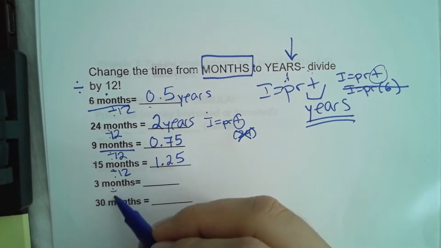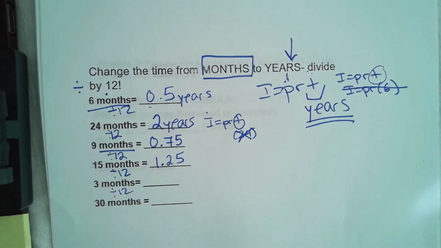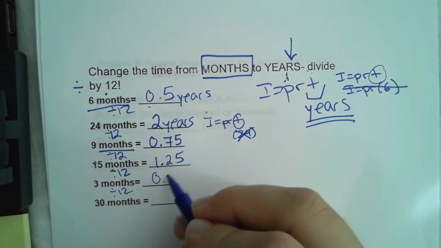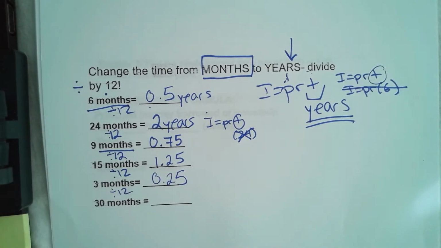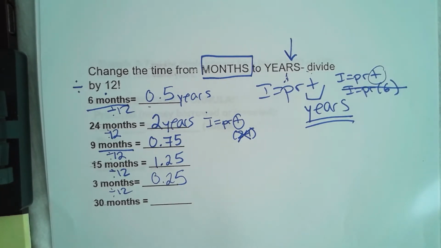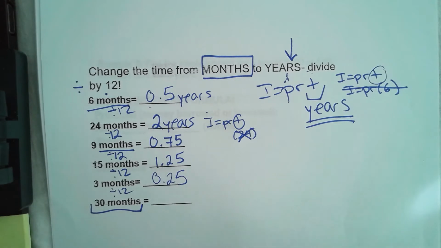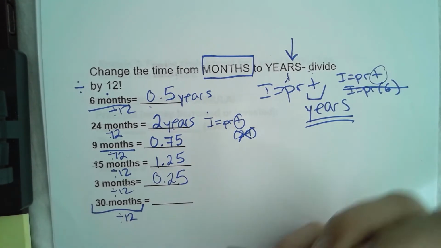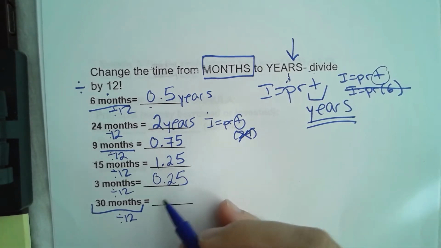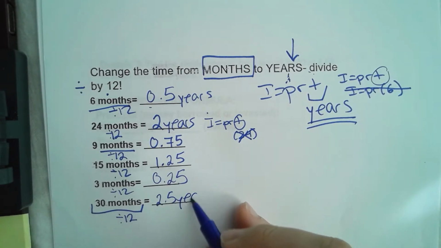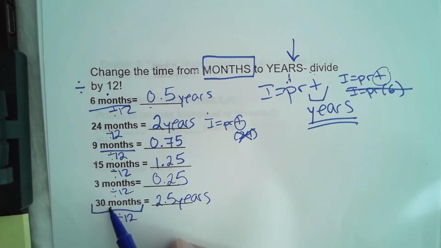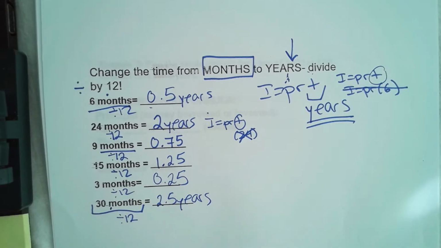3 months divided by 12, I'm going to get 0.25. And then last but not least, if they say I have 30 months to pay something, I need to change this to years by dividing by 12, and I get 2.5 years. So 30 months is 2.5 years.